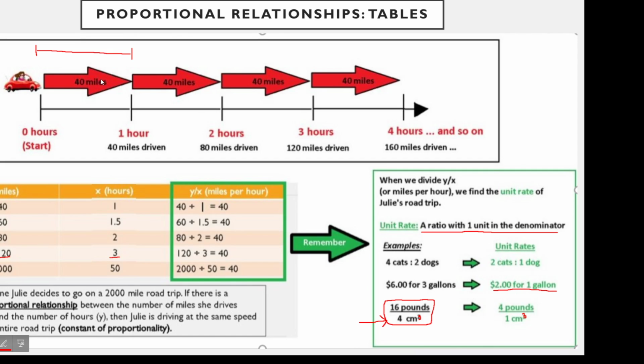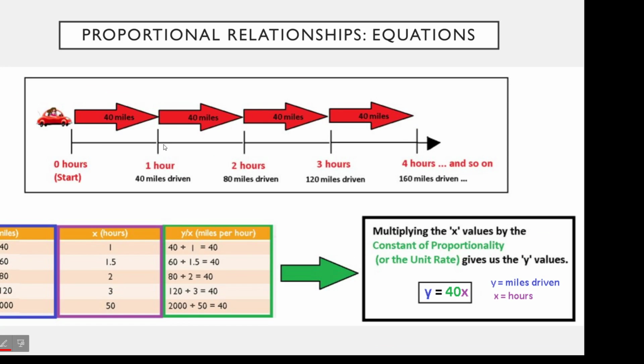So again, if we go 80 after 2 hours, well, 80 divided by 2 gives us this 40. Or after 3 hours, we went 120 miles. 120 divided by 3 gives us this 40. And you see that this pattern continues. Okay, so this is when we're thinking about it with tables. But tables go right along with equations.